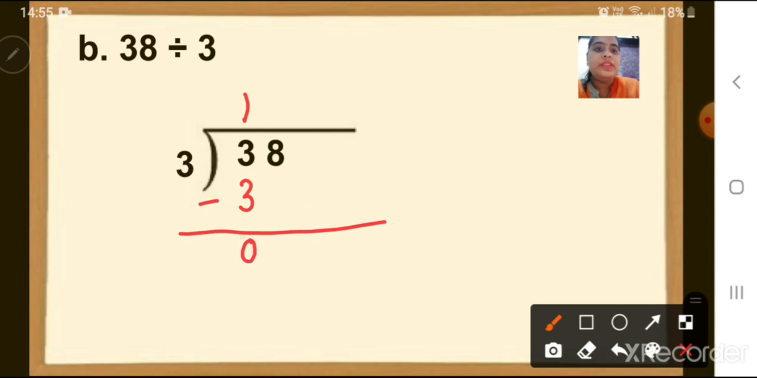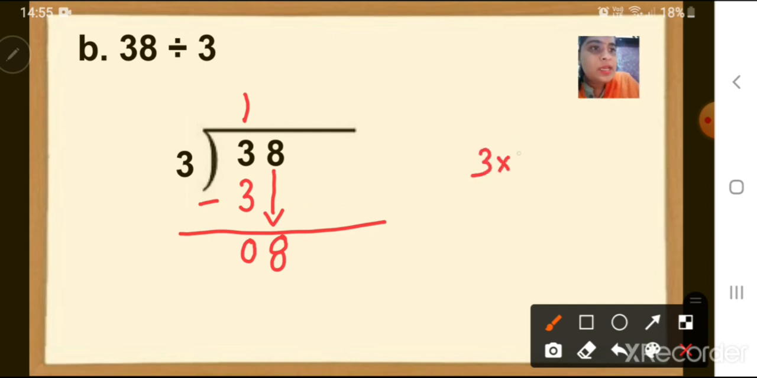Okay. After that, there is one more number, number 8. Number 8 will come down. We have to write it down, and then we have to divide number 8 also. Right. Now, in 3's table, will number 8 go? No, it will not go. So we have to find a nearby number.